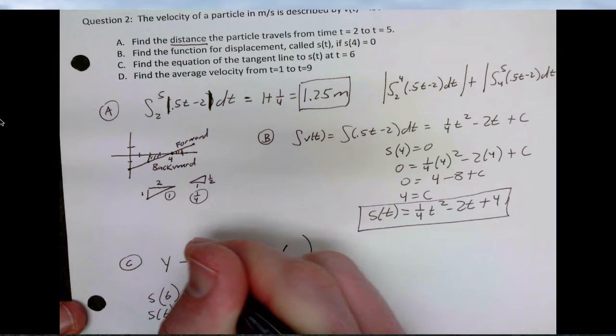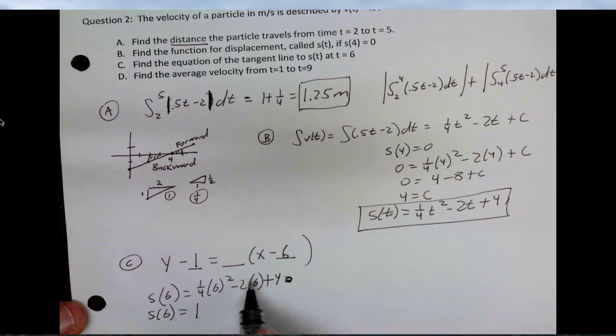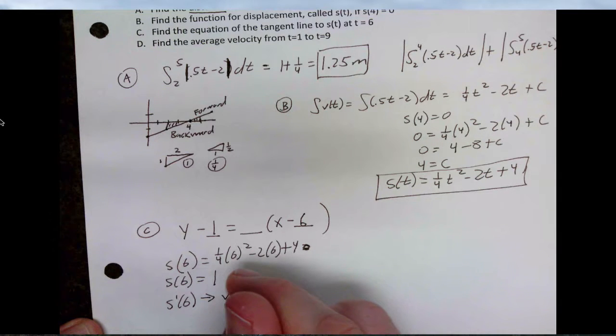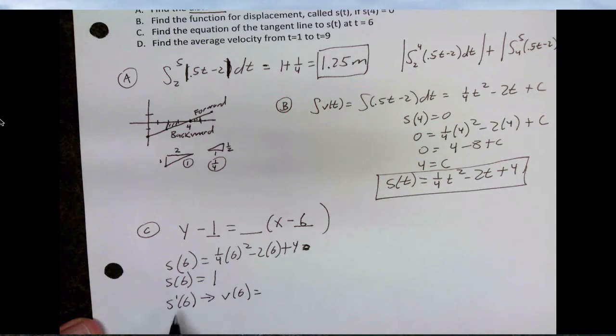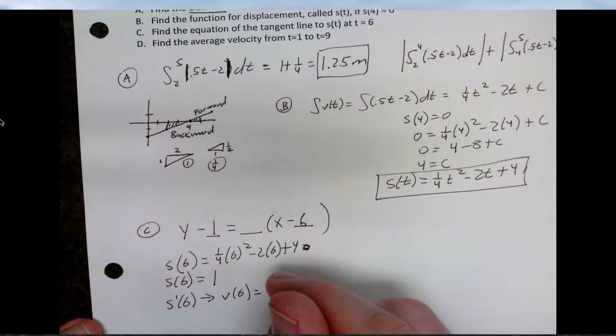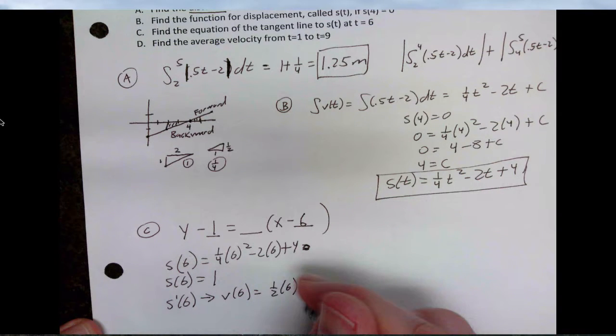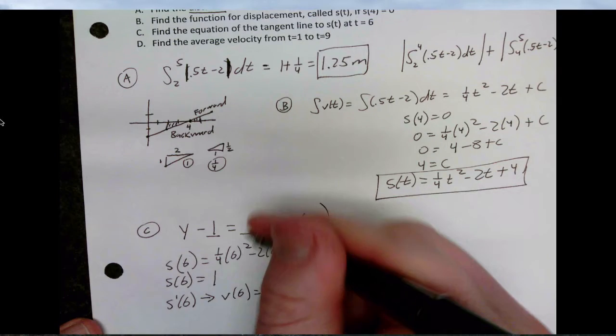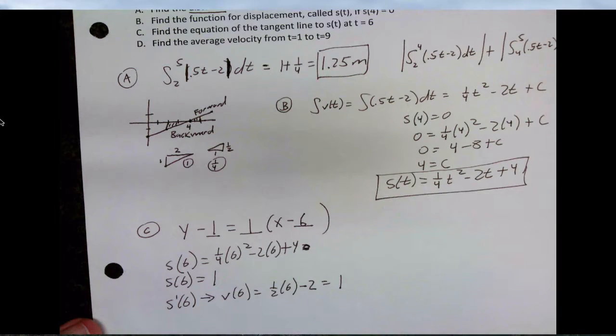Okay, I have my y value is 1. I'm missing my slope value, and that's going to be s prime of 6, which is the same thing as v of 6, because we go from displacement to velocity, and that's going to be a half times 6 minus 2, which is 1. So our slope is 1 also, and there's our answer.